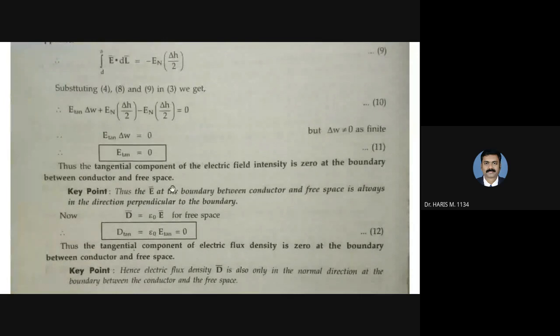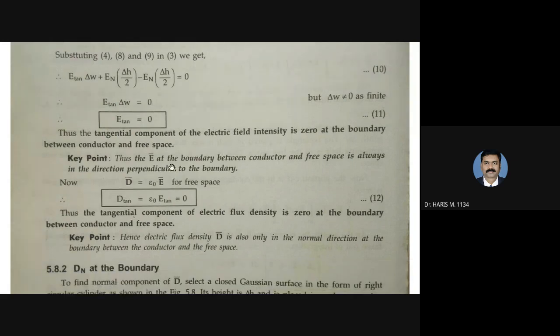So delta W cannot be 0. So if delta W is not equal to 0, then ultimately the E tan value will be equal to 0. That means the tangential component of the electric field intensity is 0 at the boundary between the conductor and the free space.